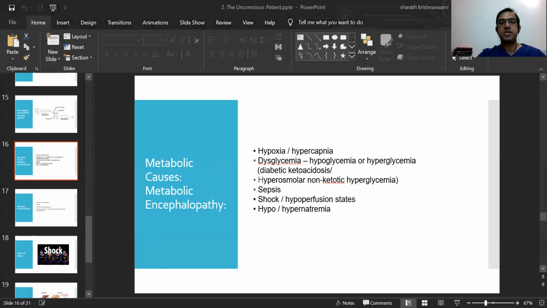Coming down to the metabolic causes. Metabolic encephalopathy is a term that you should remember. Encephalopathy literally translates to brain suffering. If the brain is injured or affected due to disease, the brain is said to be in encephalopathy. This happens when there is a change in the way the brain works or a change in the body which tends to affect the brain.